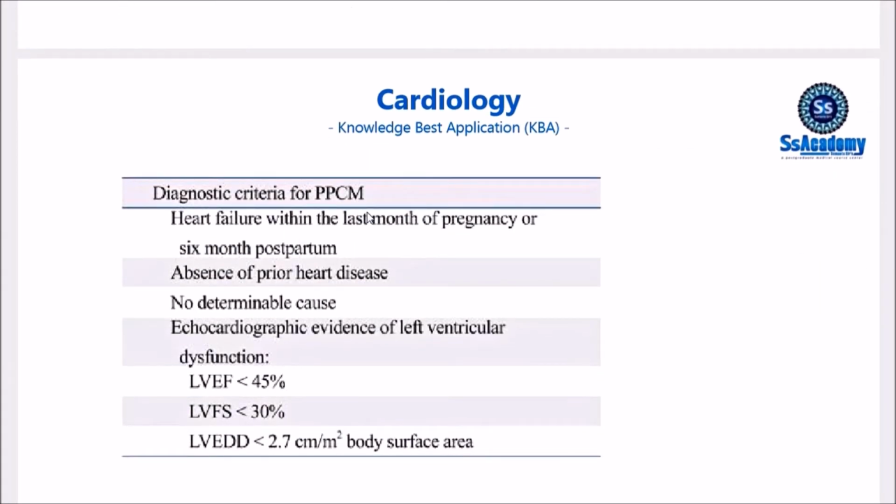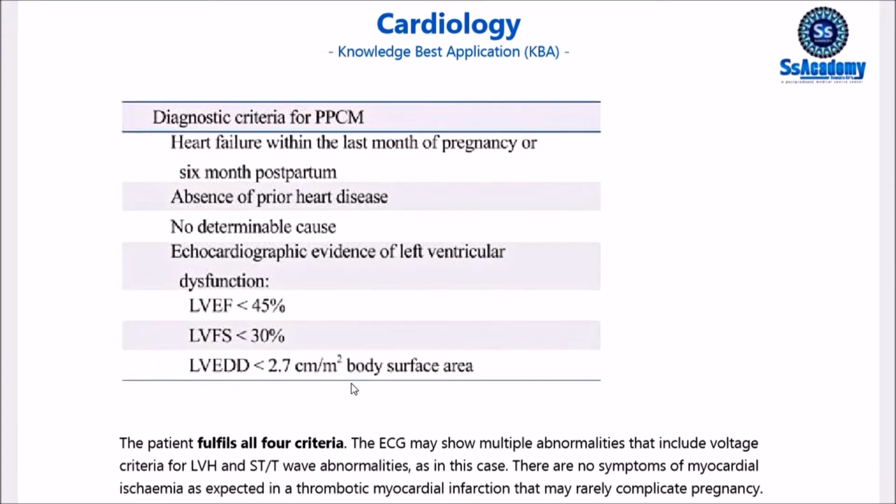So these are the diagnostic criteria of PPCM, that is heart failure within the last month of pregnancy or 6 months postpartum. Absence of prior heart disease, this is one of the important criteria, and no determinable cause. The most important thing is that peripartum means pregnancy related, so there will be no previous heart disease. Echocardiographic evidence of left ventricular dysfunction, that is LV ejection fraction less than 45%, fractional shortening less than 30%, and LV end diastolic diameter more than 2.7 centimeters per square meter body surface area. At least you must remember LV ejection fraction less than 45%.